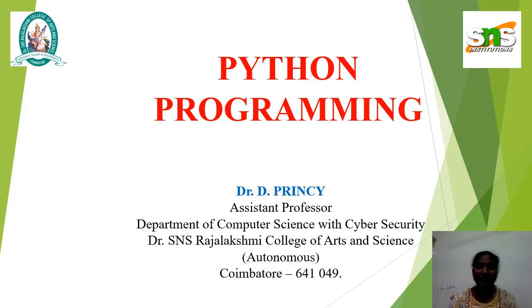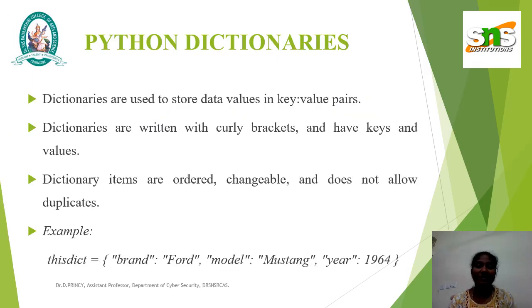In this video, I'm going to explain about Python dictionaries. Dictionaries are used to store data values, a set of values in the form of key value pairs. Key colon value pair means they don't have an index value starting from 0, 1, 2, etc. like tuple and list.